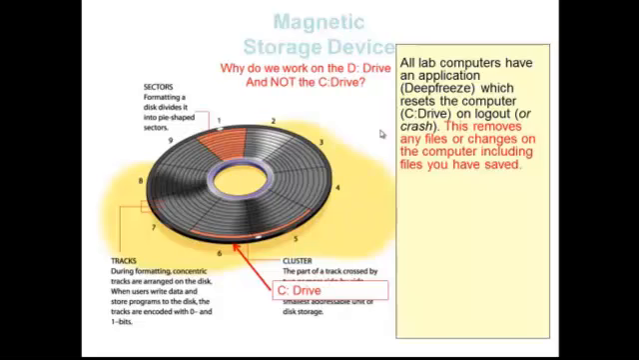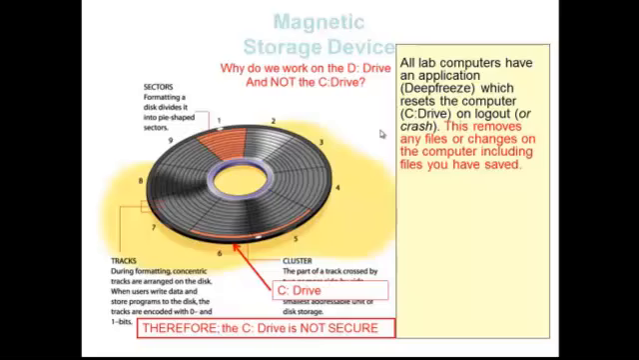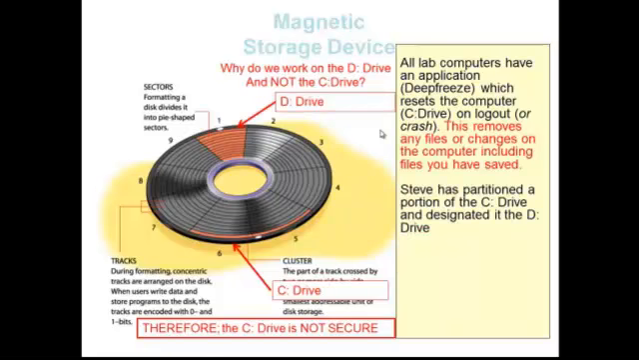Well, here in this lab, Steve has created a D drive, and he's done that because the C drive is not a secure location should the computer crash. For this D drive, Steve has partitioned a portion of the C drive to create it, and he's also made this portion of the drive, this D drive, impervious to the Deep Freeze program. Therefore, when you shut the computer off or when it crashes, any files that reside on the D drive are not erased. This makes it a very safe and secure location to work on.